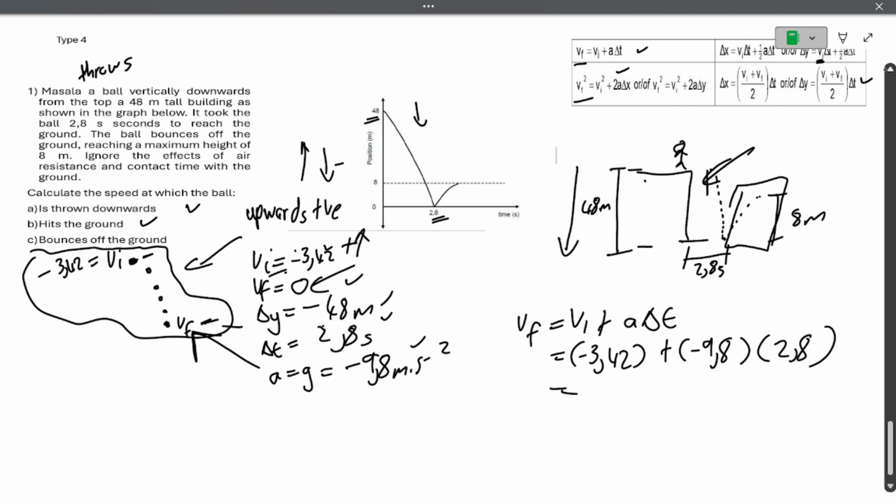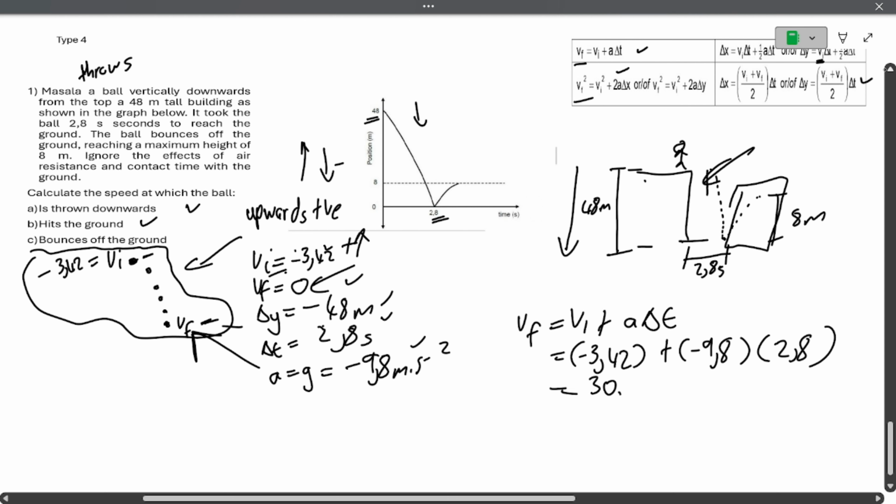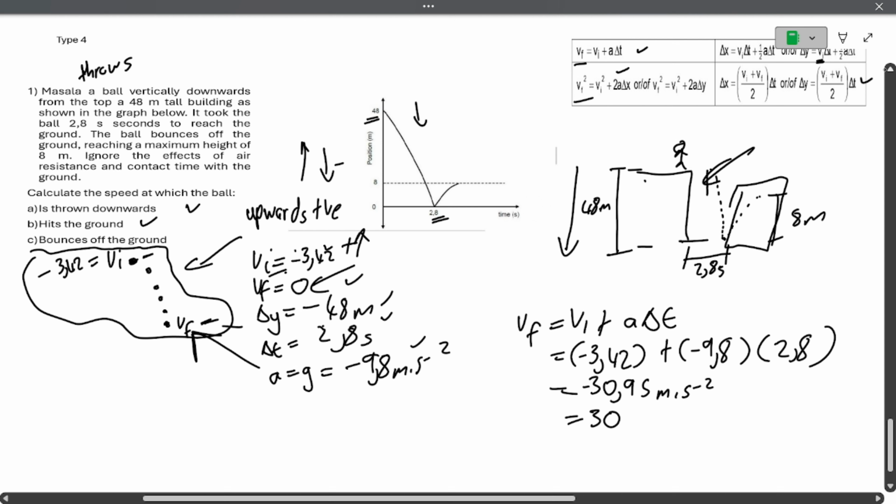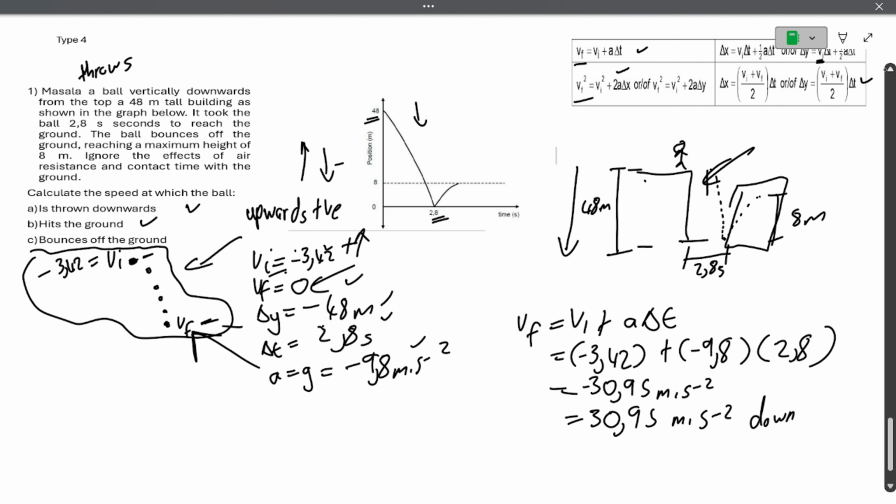negative 3.42 plus negative 9.8 times 2.8. This gives us negative 30.95 meters per second, and it's negative, meaning that it's going to hit the ground going downwards. So we also have this speed here.